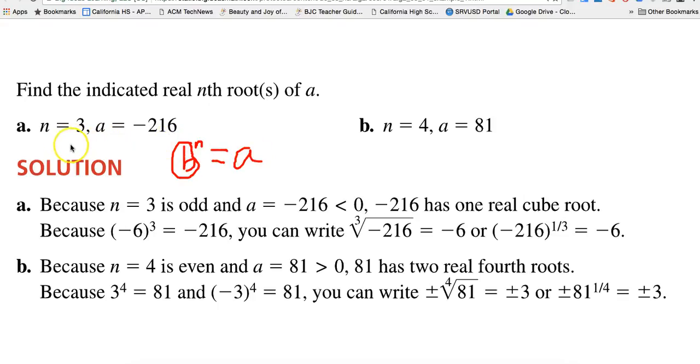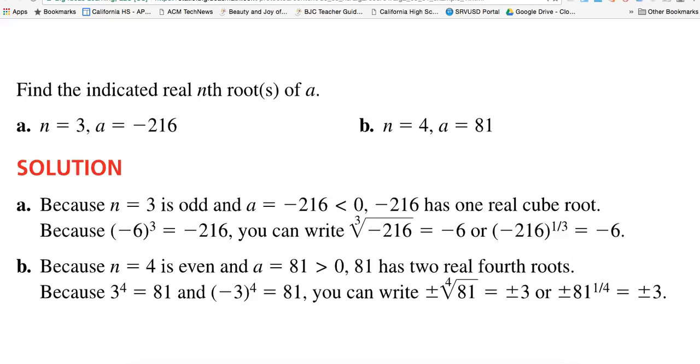So here we found that negative 6 to the third power equals negative 216, and here we found that 3 to the fourth power equals 81. We knew n was 4 and A was 81, so we found that 3 to the fourth power equals 81. It's really not that difficult. I know some of these definitions may make it seem a little complex, but it's really quite simple. If you have any questions, you can go back, pause it, and repeat it a little bit.